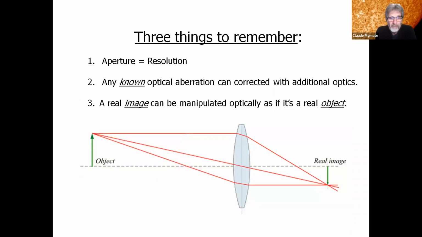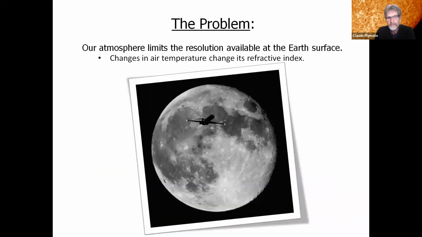The third thing to keep in mind is any real image can be treated as if, optically at least, as if it were the actual object itself. We can magnify, demagnify, we can distort, whatever we wish, as if we were doing that to a real physical object. So now, the problem, what are we dealing with?